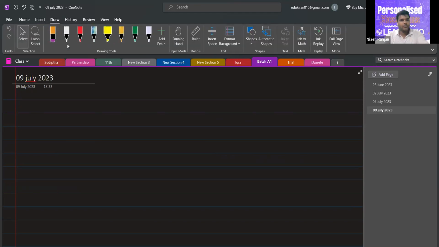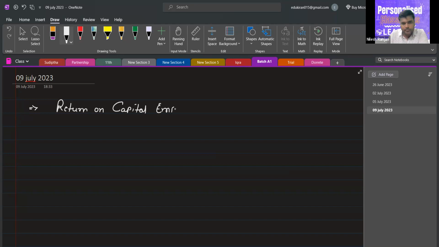Return on capital employed. Do you know what is capital employed? Yes, sir. Okay. What is it? So it is the investment made in the business. It is investment made in the business.